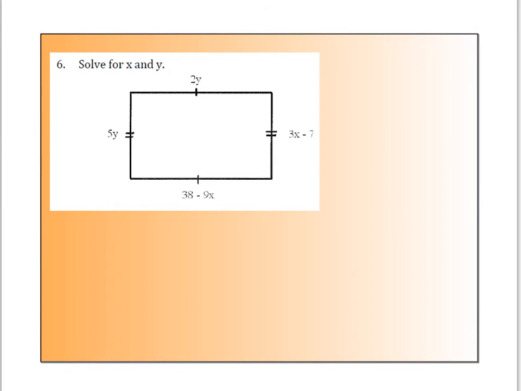Number 6 is probably the trickiest one because it's been a while since you've had to solve a problem like this. We're going to solve for x and y, assuming that this is a parallelogram because opposite sides are congruent. But do you see how, if you look at the top and the bottom, one has a y and one has an x? So if you go 2y equals 38 minus 9x, you're not going to be able to solve that for a number. Same thing with the left and the right. The 5y equals 3x minus 7. Can't solve that one either for x or y because there's two variables in it.